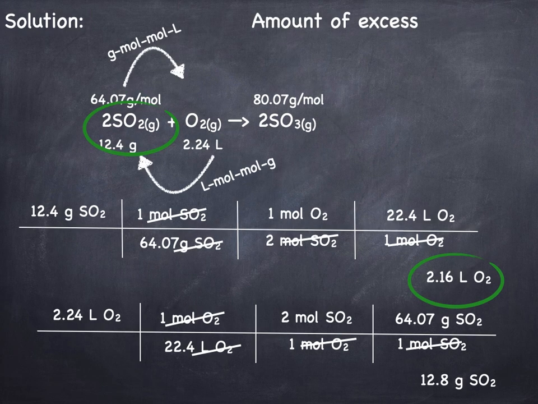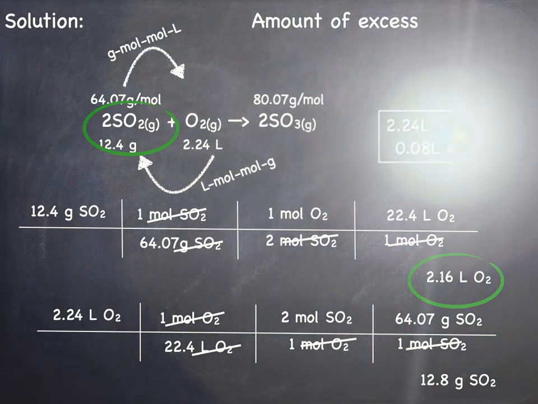All right, now here's the last question. This is the amount of excess reagent question. So this is the same slide from 2 slides ago. And essentially what we're looking at here is if I go from sulfur dioxide to oxygen gas, and I identify sulfur dioxide as my limiting reagent, I'm in great shape. And what I'm going to do from there is I'm going to say, hey, I need 2.16 liters of oxygen, but I have 2.24. I have more than I need.